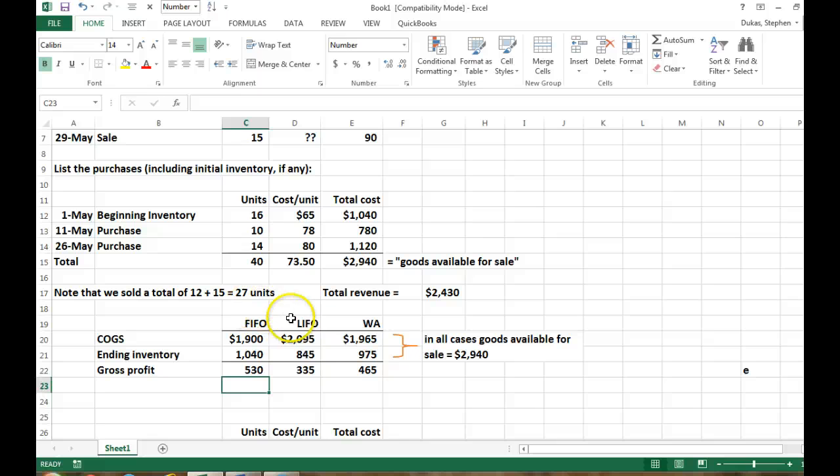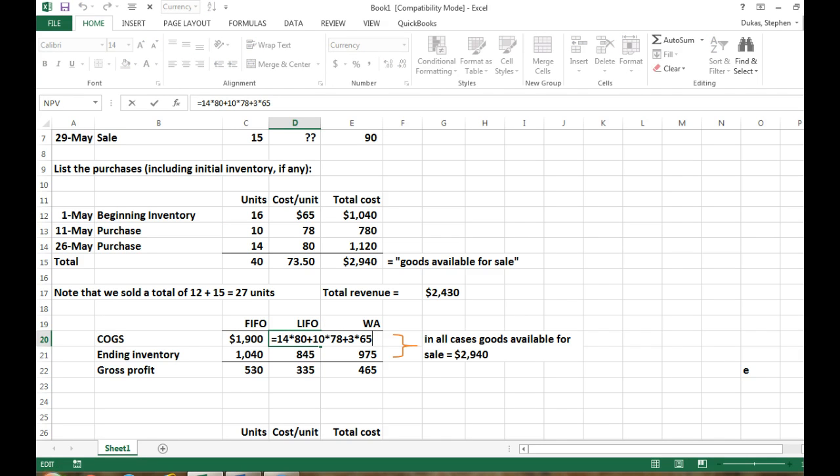LIFO has the opposite assumption. Cost of goods sold is assumed to come from the most recent units first. Again, I have to accumulate to 27 units. I'm going to sell the 14 units from May 26th first, then the 10 units from May 11th second. And only then, notice I've sold 24 units up to this point, I'm going to sell my remaining 3 to get 27 units out of the May 1st.